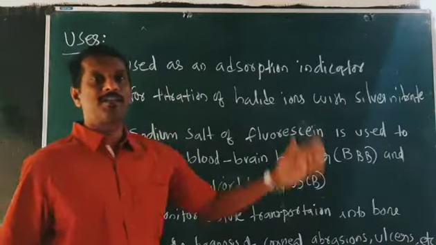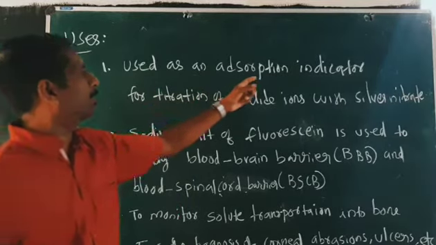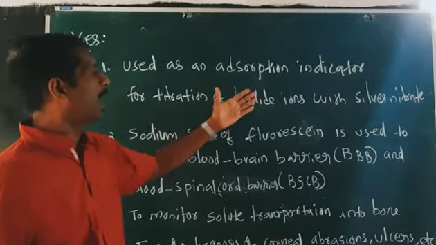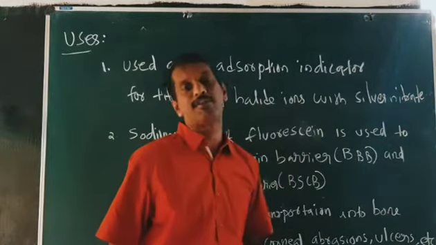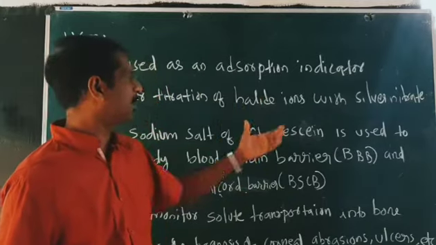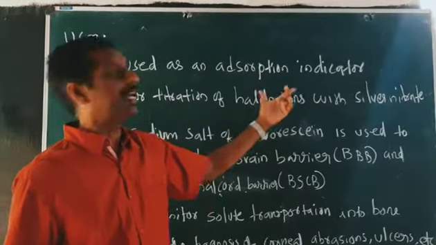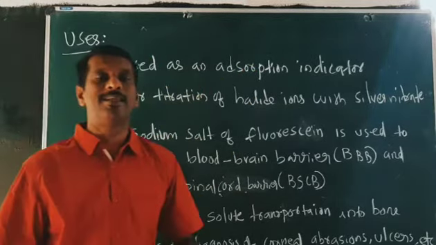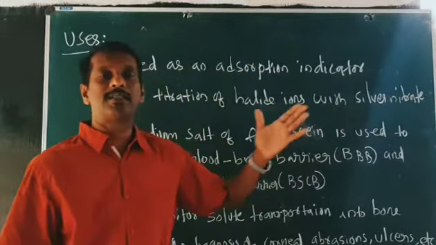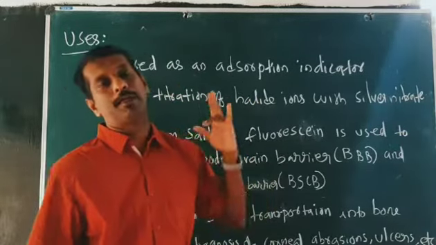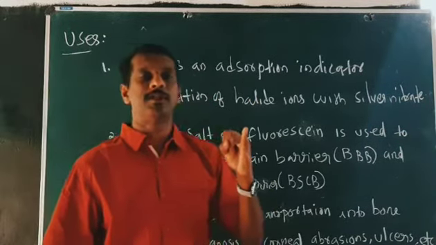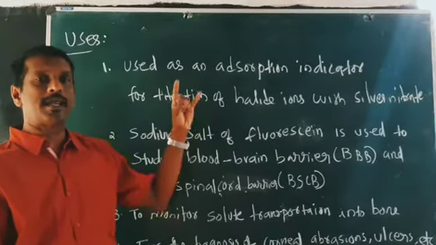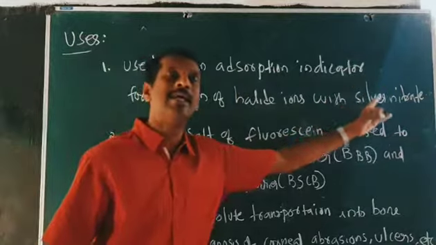Now next is uses of fluorescein. First one is used as an adsorption indicator. It is used as an indicator for titration of halide ions with silver nitrate. When we are doing the titration between halide ions and silver nitrate, we are using fluorescein as an indicator. This type of titration is known as argentometric titration. So first one is it is used as an indicator in argentometric titration. What do you mean by argentometric titration? Titration between halide ion and silver nitrate.